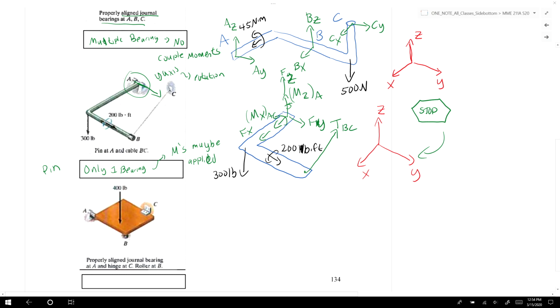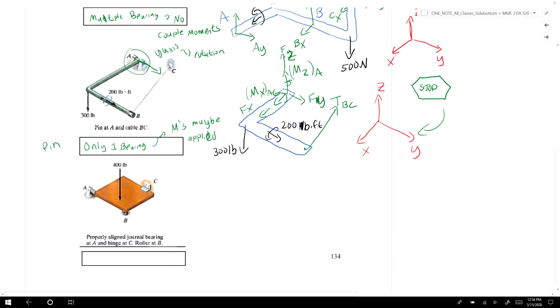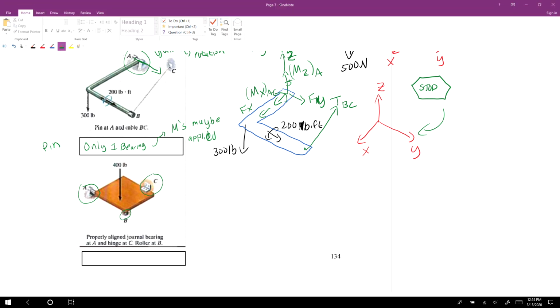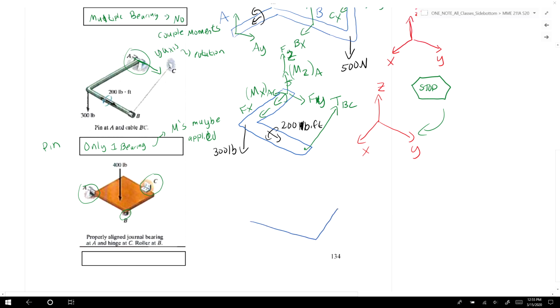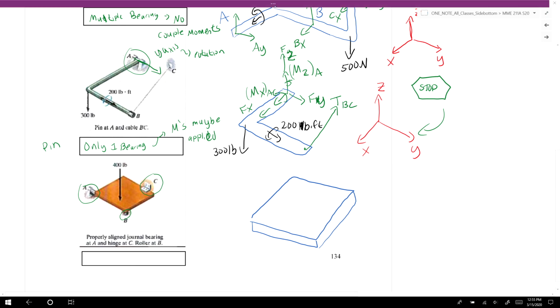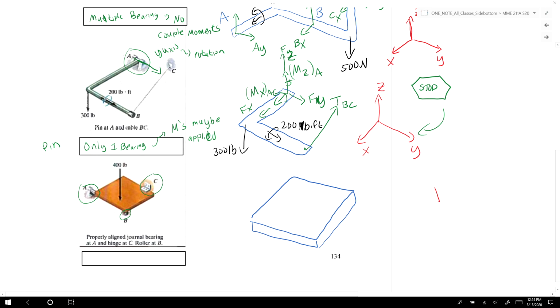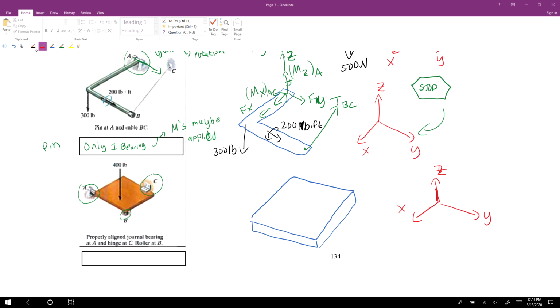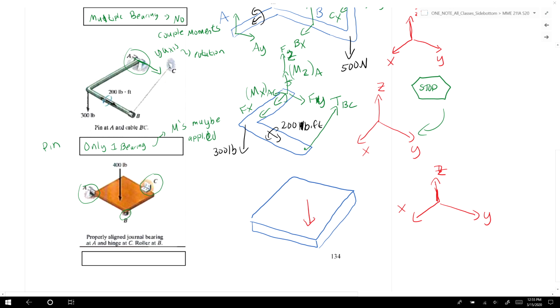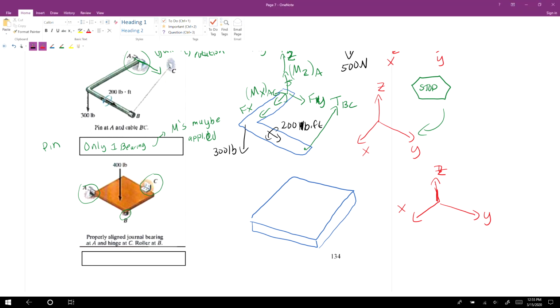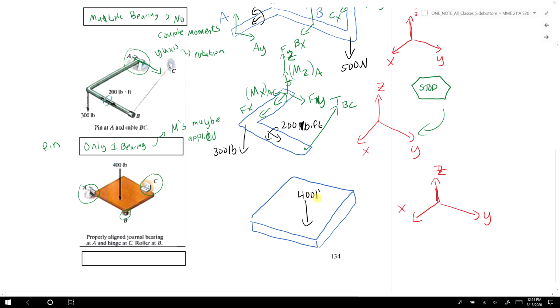All right. And then the last one here is we have a plate that is supported by a journal bearing at a pin or hinge at C, and a roller at B. So if we draw our free body diagram here of this plate, all right, so we first draw the outline shape. The second part is we'll define our axes. All right, and then we will apply our external forces. We only have one external force in this case of 400 pounds, which is applied in the middle center of the plate.